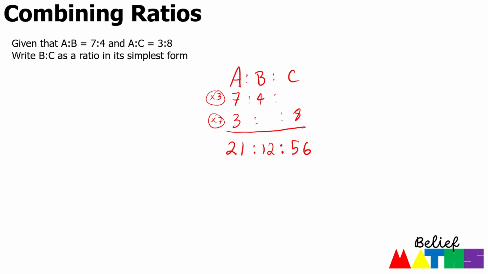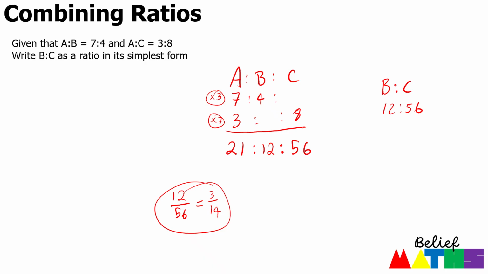Now the question asks, what is B to C as a ratio in its simplest form? So B to C as a ratio is 12 to 56. Now you have to simplify this. You can do something really quickly on your calculator, you can just write this as a fraction. 12 over 56 is equal to, and on your calculator that will give you an answer of 3 to 14. That's equivalent to what we just had. So therefore B to C is 3 to 14.